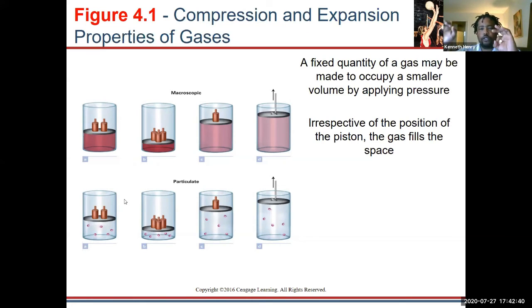So you have particles, each gas molecule there, but it's occupying this whole space. So we can actually compress it to make those gas molecules get closer together. Now we know that gas molecules are just moving really fast and occupying the space that they can occupy.